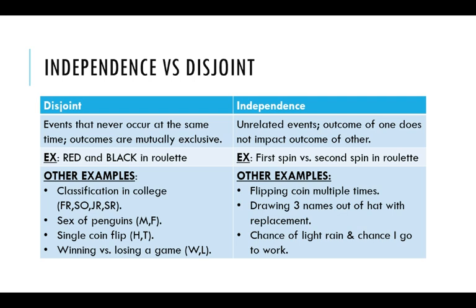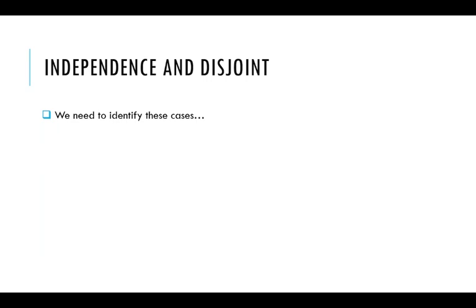If I look at the chance of light rain in relation to the chance that I go to work, those for me are independent events. One does not affect the other. Going to work doesn't affect rain, and having light rain does not change the probability that I go to work. So disjoint and independence, remember, we need to understand these ideas. Now we need to identify these cases, remember, because it tells us which equation we use.